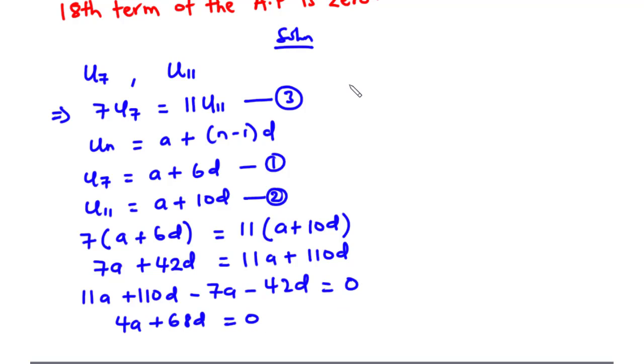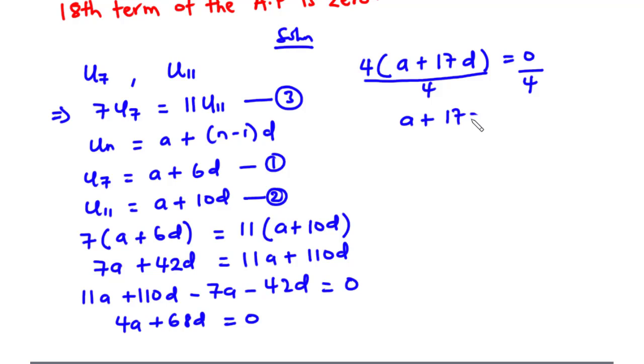Now we can factor out 4. So we have 4 outside, and then we have A plus. Now 68 divided by 4 is equal to 17. So we have 17D, and that is equal to 0. Now we divide through by 4, and then we have A plus 17D is equal to 0.